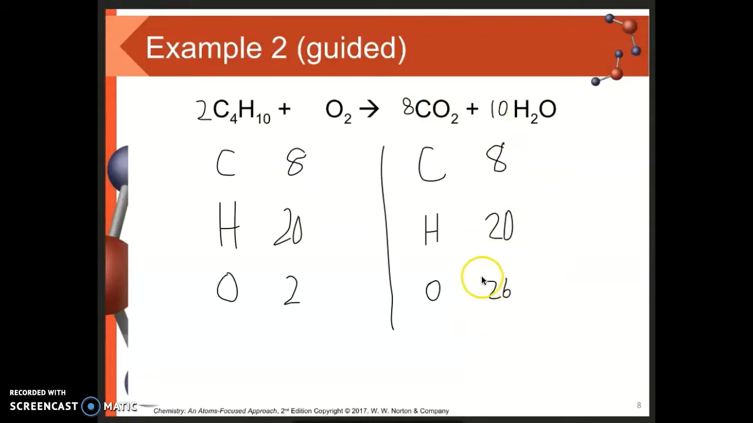And now 26 is an even number. I can balance and get an even number on the other side with a 13 there. And that's what balances this equation. And so now I have even carbon, even hydrogen, even oxygen. I've got a balanced chemical equation that way.